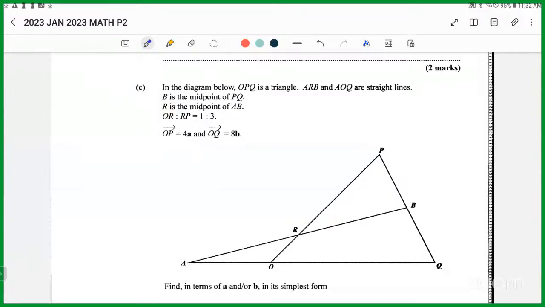So this question says, in the diagram below, OPQ is a triangle. See it here? That's a triangle that they gave us. And it says ARB and OAQ are straight lines. So this is a straight line right here, and this also is a straight line. So for example, these points are collinear, and these points are collinear on a straight line. And you can see these points are collinear as well.